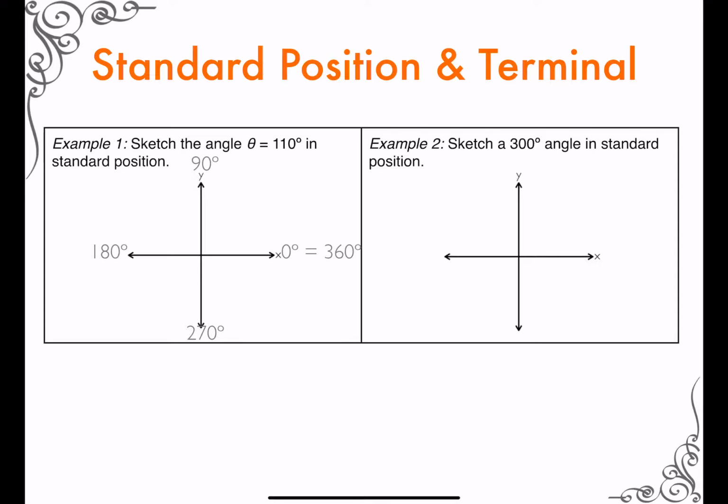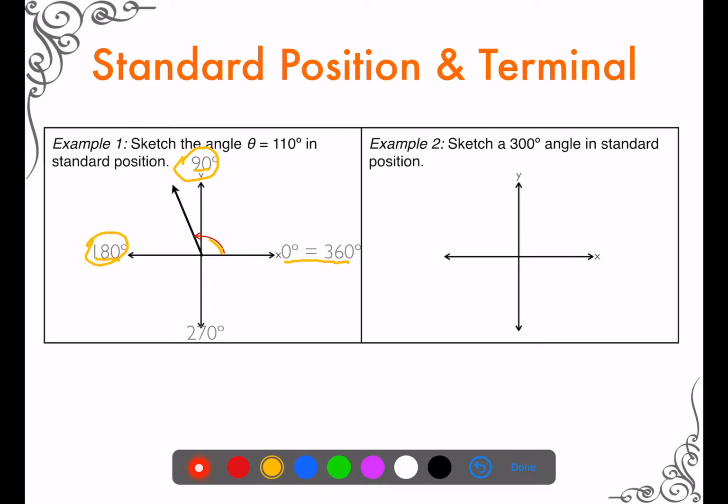So to sketch that, I'm going to just take my best guess. 110 is really closer to 90 than it is to 180. So I'll extend a line where I think 110 degrees is. And then I'm going to indicate that that's my angle by drawing an arrow from the x-axis to the terminal side of that angle. That's this little arrow that you see here. And I'll label that with 110 degrees.